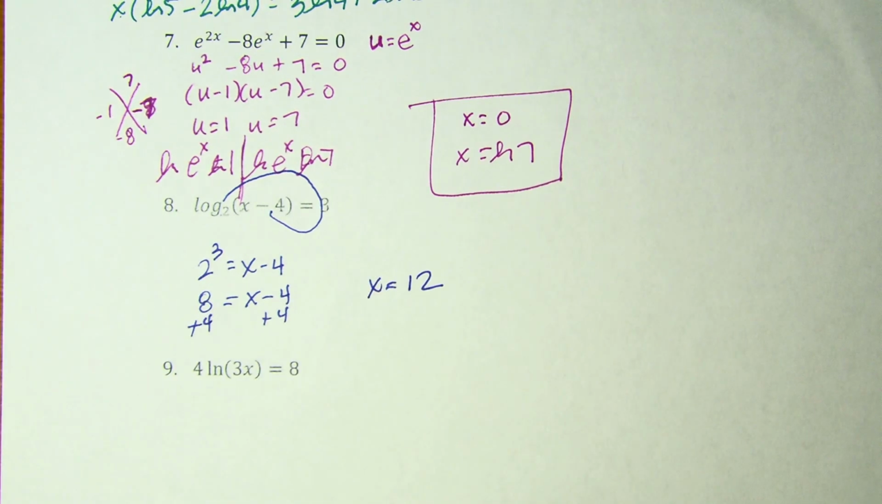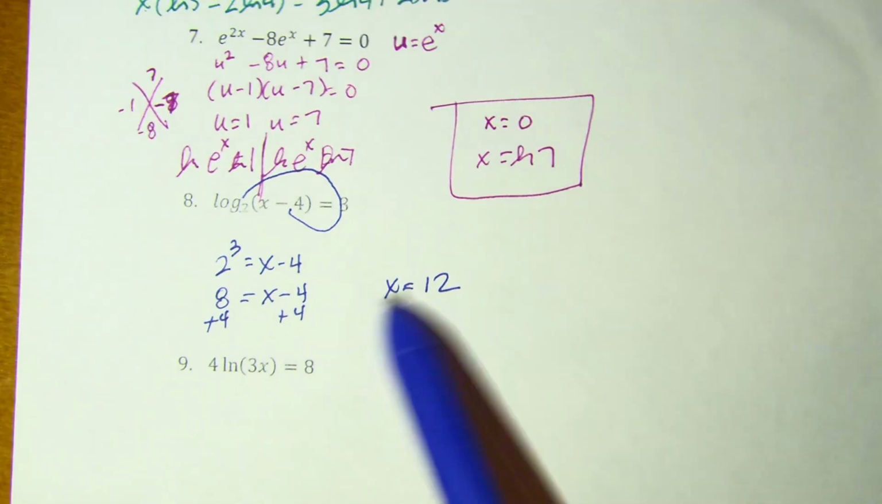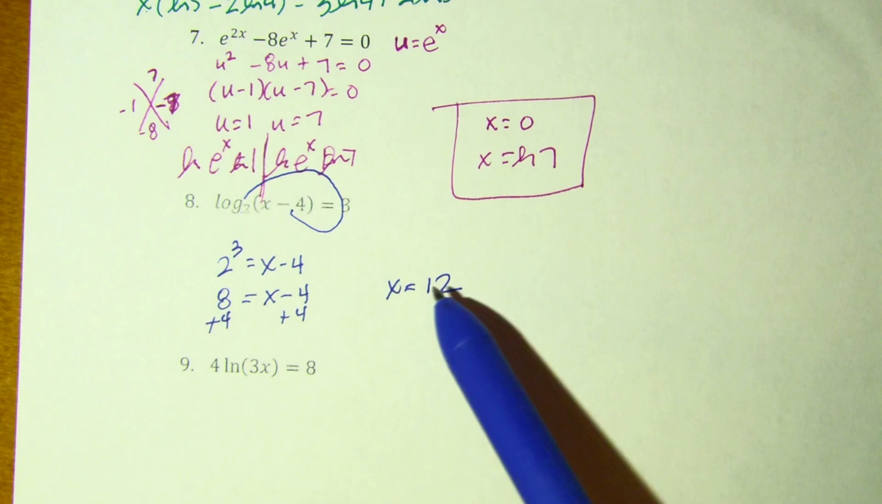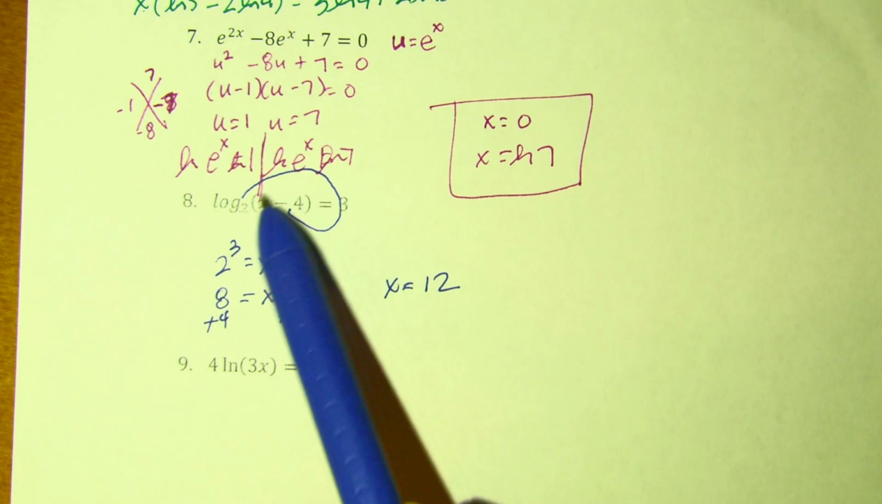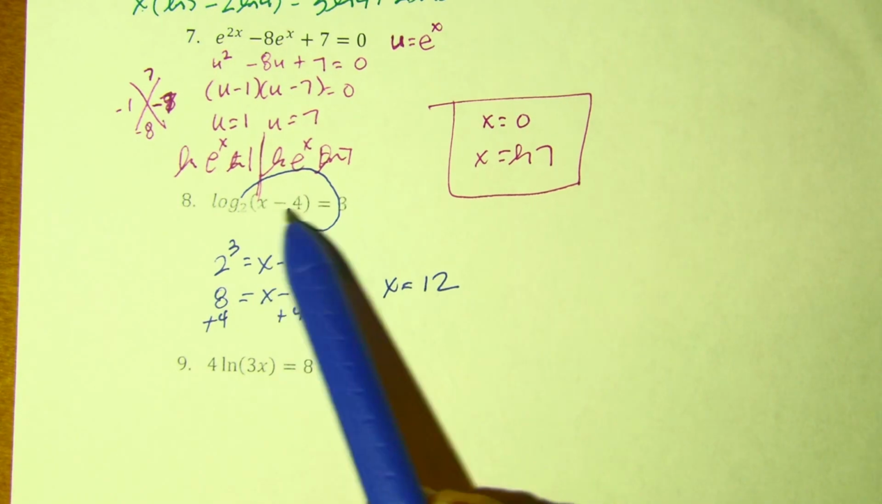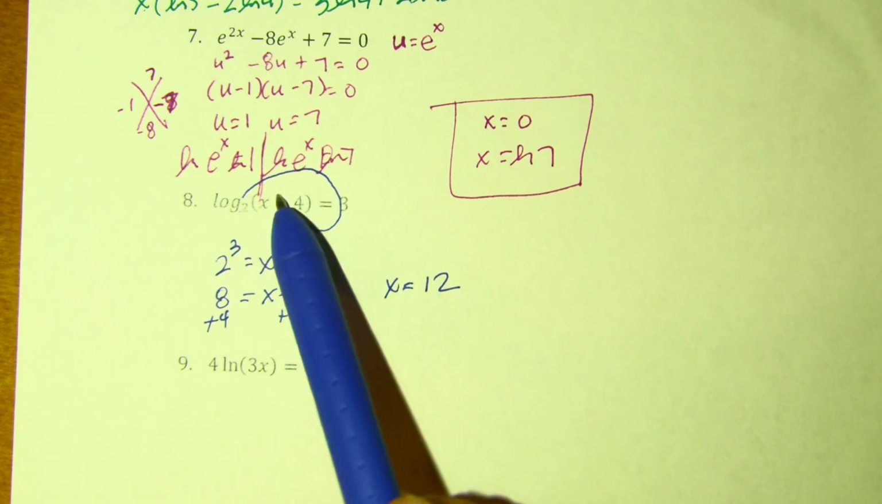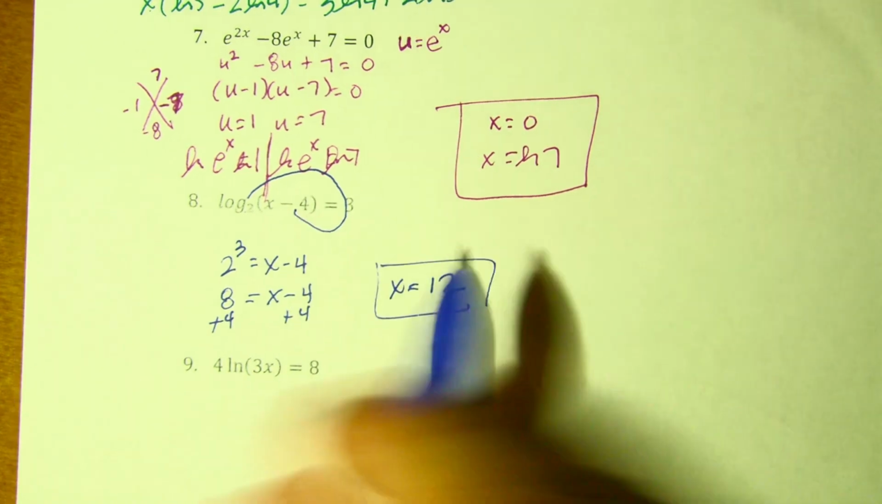And so in this case, we need to make sure we check our answer, because like we said, anytime we have a log equation, we have to check our answer. And what we're checking for is to make sure that when we plug it in, we don't have a negative number in here. Well, 12 minus 4 is 8. 8 is not negative, so this is fine.